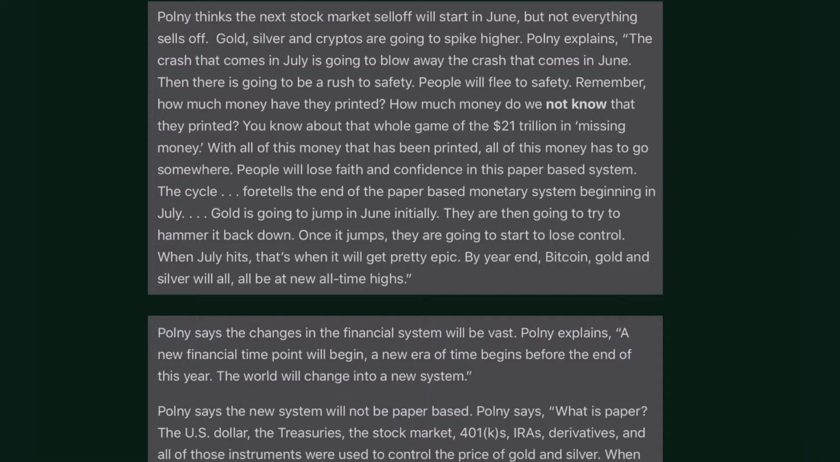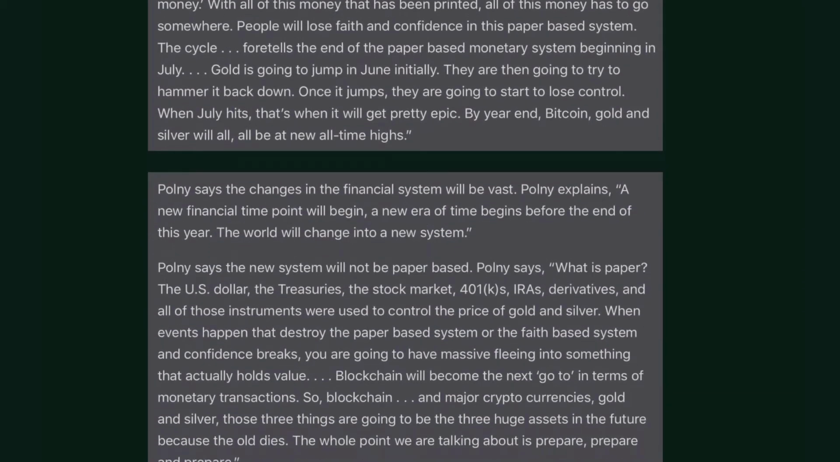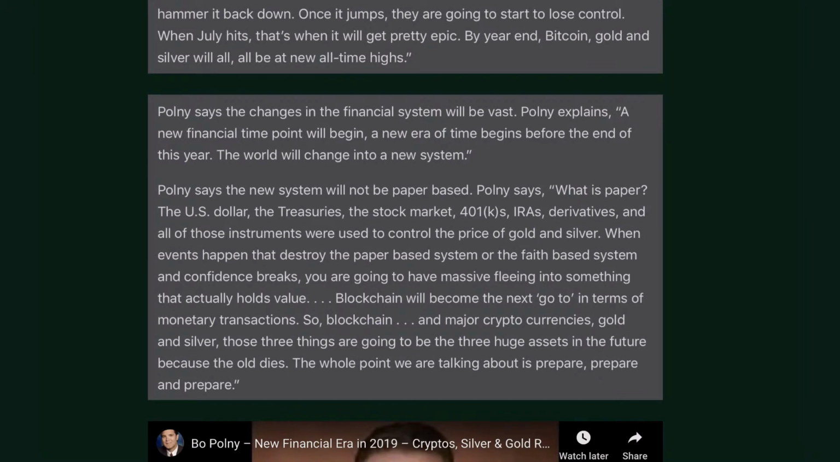Gold is going to jump in June, initially. They are then going to try to hammer it back down. Once it jumps, they are going to start to lose control. When July hits, that's when it will get pretty epic. By year end, Bitcoin, gold, and silver will all be at new all-time highs." End quote. Polny says the changes in the financial system will be vast.